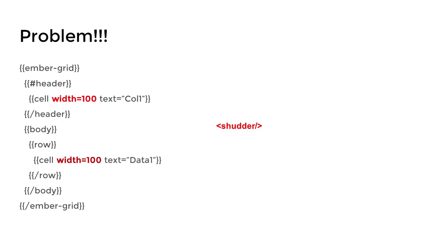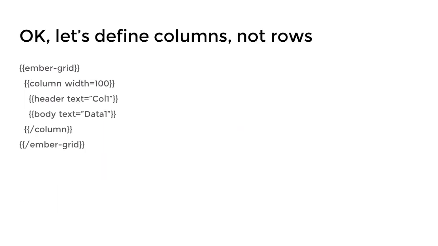The problem is that you start repeating the data. So if you want your columns to line up, you have to make sure the width in your header cell and your body cell are the same. If you want to have draggable column borders, that becomes even nastier. So we gave up that idea and said, OK, we can't define by rows. We're going to have to define by columns. So let's define it by columns.